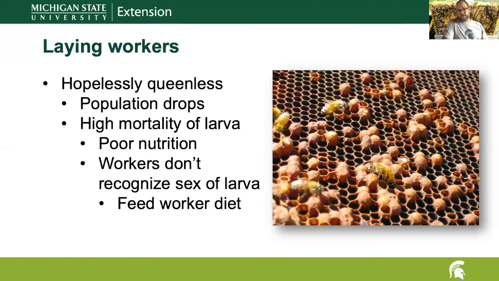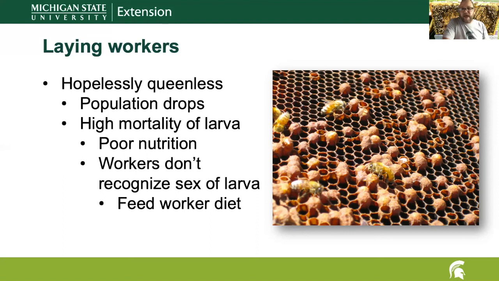What's the result of all of this? Well, because we have a lack of workers being born, the population of the colony sees a dramatic reduction. Drones don't do anything. In addition, the drones being raised by a laying worker colony are much smaller than typical drones, because workers don't recognize the sex of the larva in laying worker situations, mainly because drones are laid typically in worker cells. Those are smaller cells to begin with. Drone cells are larger than worker cells. And this results in dwarfed drones that are malnourished because they're fed like workers.